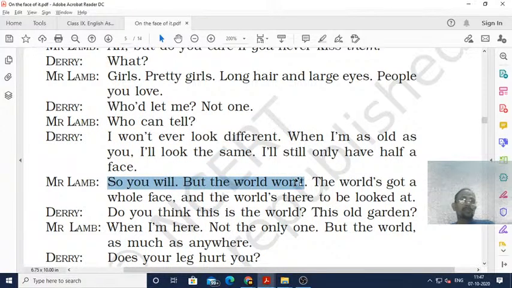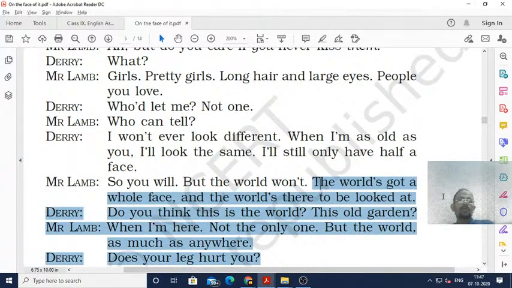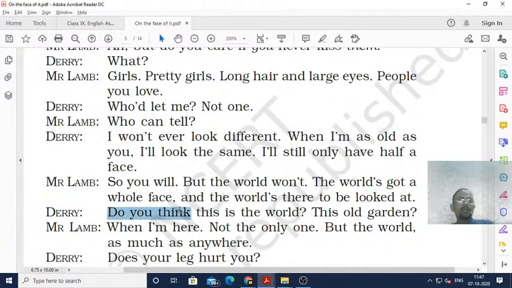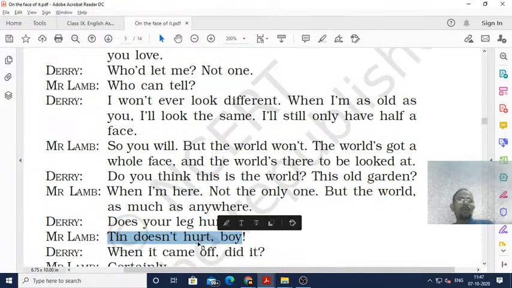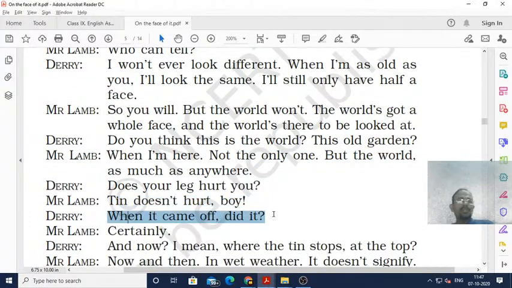The world will change. The world's got a whole face, and the world's there to be looked at. Derry says, do you think this is the world, this old garden? Mr. Lamb says, when I'm here, not the only one, but the whole world, as much as anywhere. Does your leg hurt you? Tin doesn't hurt, boy. When it came off, did it? Certainly it did hurt me when it came off.